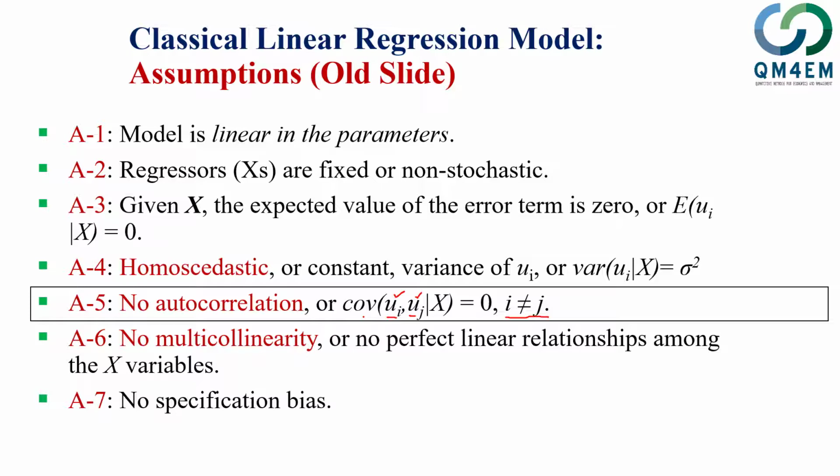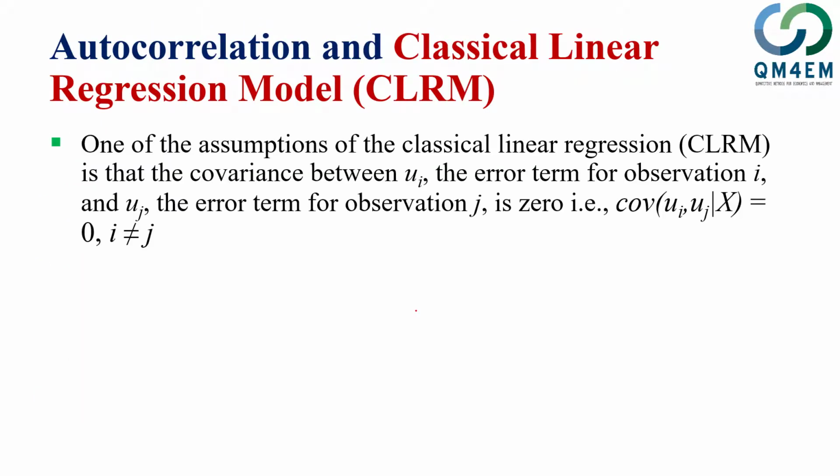Let me say it again. When the correlation between the error term measured in period i and the error term in period j is 0, we call it a case of no autocorrelation. Or when the correlation between the error term measured in period t and the error term measured in period t minus 1 is 0, we call it a case of no autocorrelation. Now let me move further.